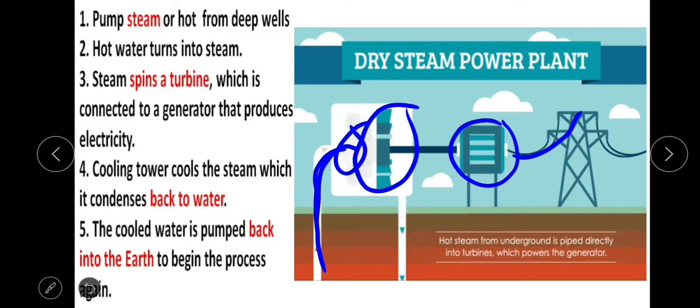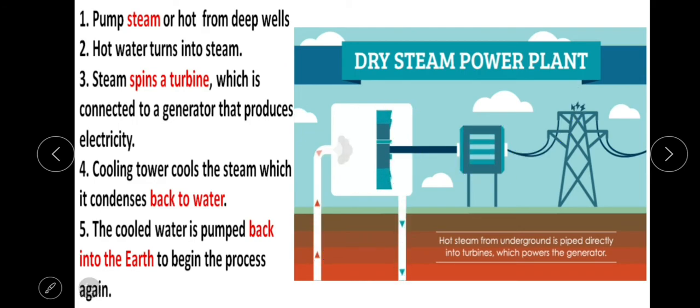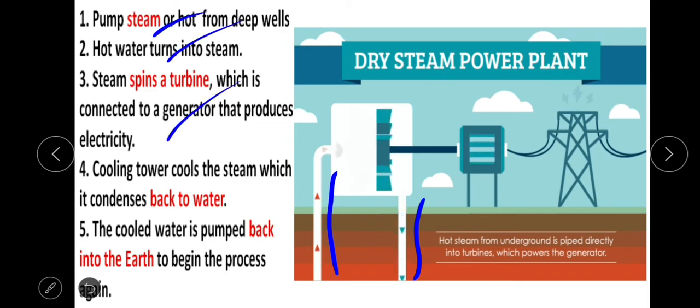Now, hot water is cooled back when it condenses, and it will be pumped back towards the ground. Okay, notice that the red arrow here indicates hot water and the blue arrow moving downward indicates cold water. If you want to study it in detail, you can just read these 5 steps.